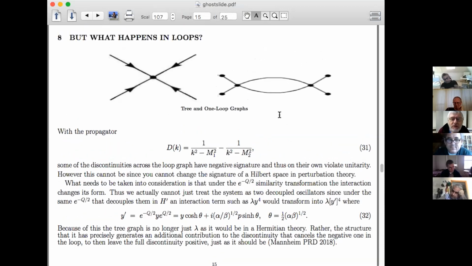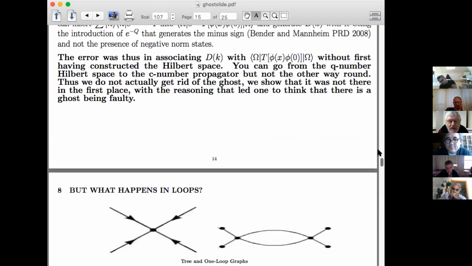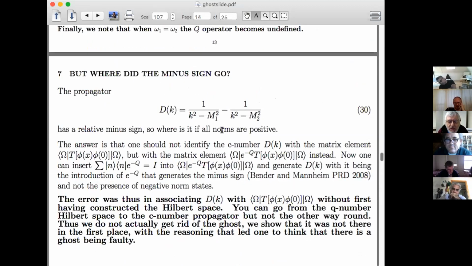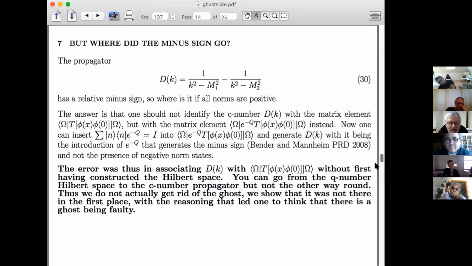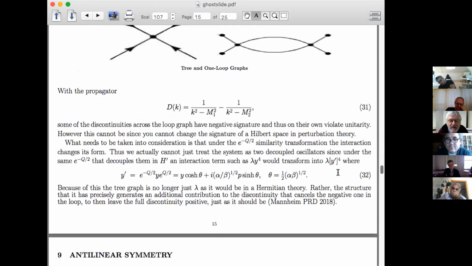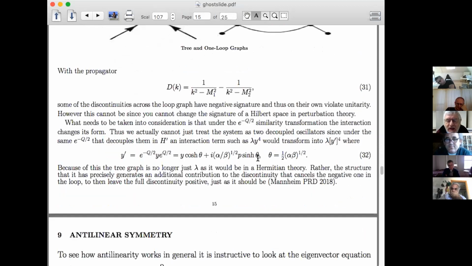It's very hard to show that it's unitary because it looks very bad for the loop, but the tree graph also gets modified, and therefore this also makes sense, because how could this theory be two independent oscillators? How could it possibly be two independent oscillators? And the answer is, well, it isn't, because the very act of diagonalizing the Hamiltonian undiagonalizes the interaction. And then you have to include both.